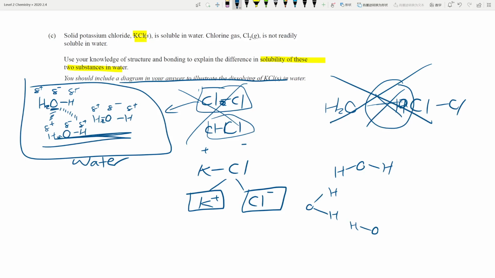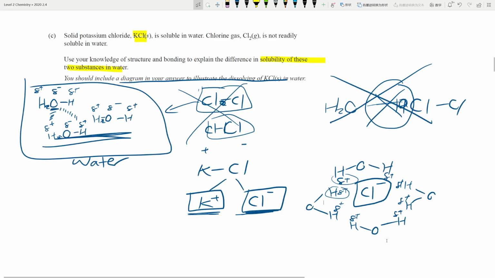Okay, so what they do is they will surround, so remember the H's are slightly positive. So what the H's will do, they will surround the negative ion, which is chlorine. So instead of the chloride ion hanging out with the K plus, it's now separated from the K plus, and it's being surrounded by the positive ends of these water molecules.